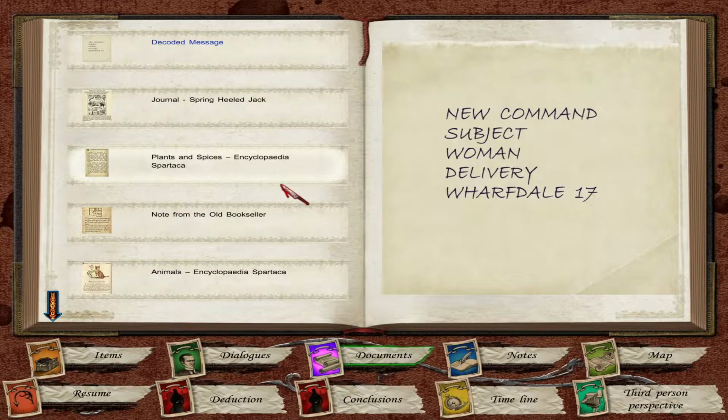Okay. I didn't check the words. I just was going to those numbers and text letters. New command, subject, open, delivery, Wharfdale 17. Wharfdale 17. Okay.